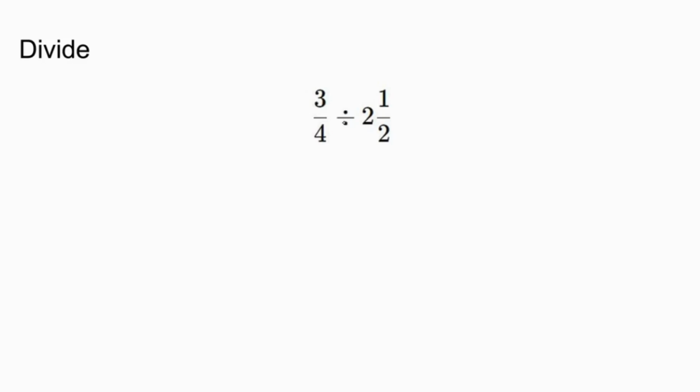Divide 3/4 divided by 2 1/2. Whenever you divide a fraction by a mixed number, the first thing you want to do is turn the mixed number into an improper fraction. How do I turn 2 1/2 into an improper fraction?